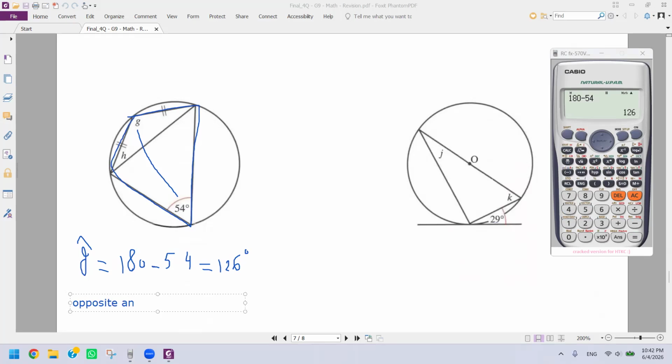Opposite angles added up to 180. This is the reasoning for G. Opposite angles added up to 180. Now I need to find H.